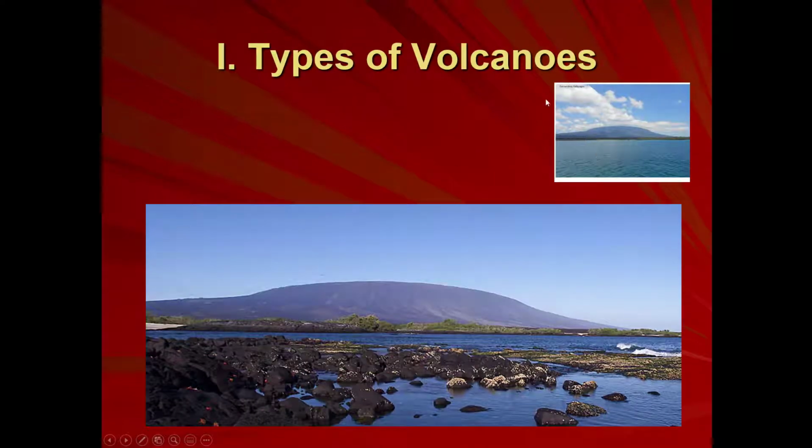This is a picture of Fernandina, which is a volcano in the Galapagos Islands. This is a very similarly shaped volcano in Hawaii. This is Kilauea, which is the most active volcano on the globe. Both of these are examples of what are called shield volcanoes.